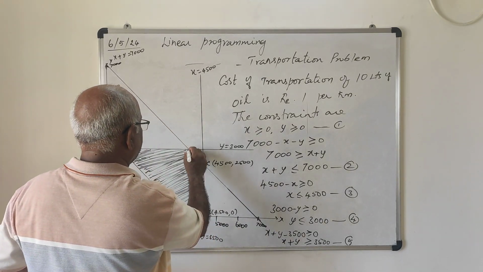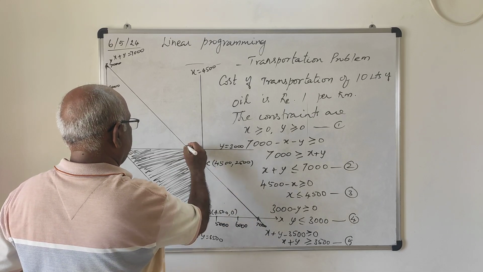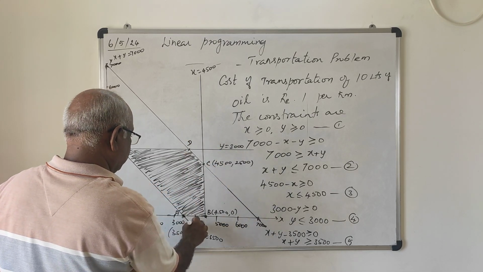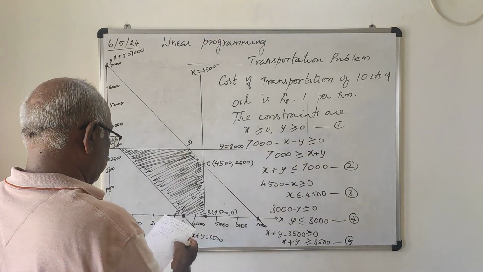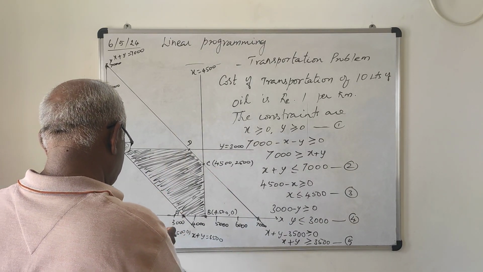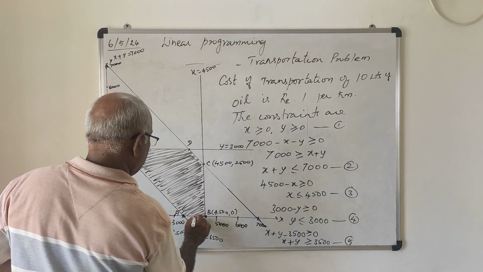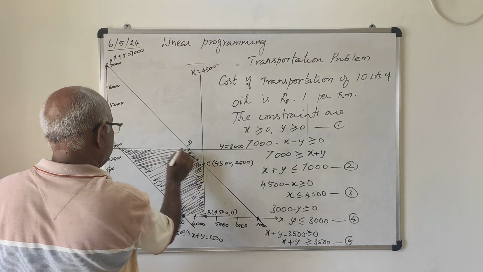Similarly, D: X is 4,000, Y is 3,000. This is D (4,000, 3,000).